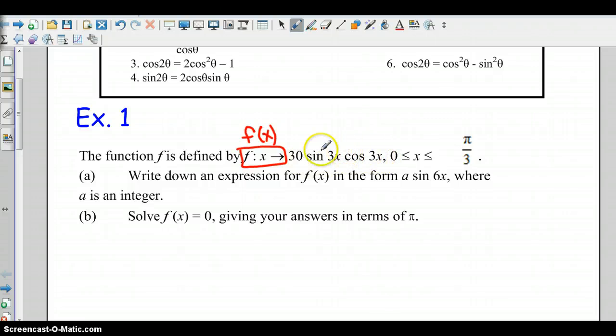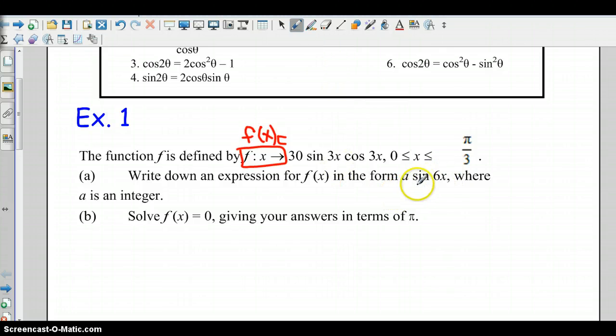In other words, how is x being used? Well, this is how it's being used, as 30 sine 3x cosine 3x. And we're working between 0 and pi over 3 for our x values. The very first part of this question asks us to write down an expression for f of x in the form of a sine 6x.